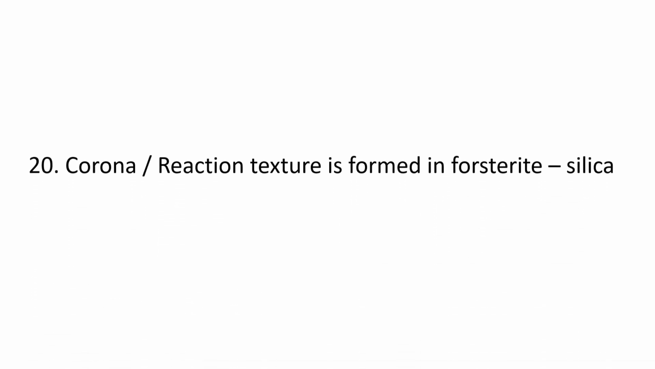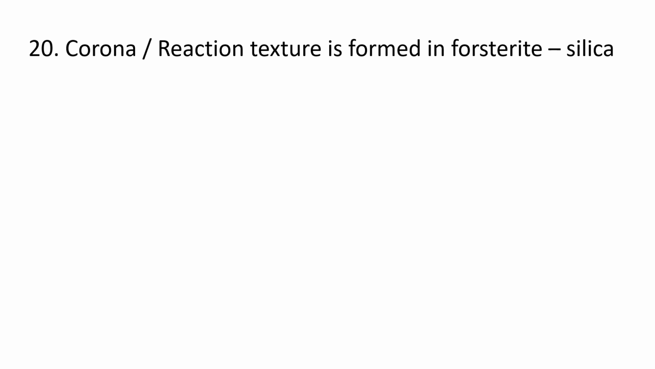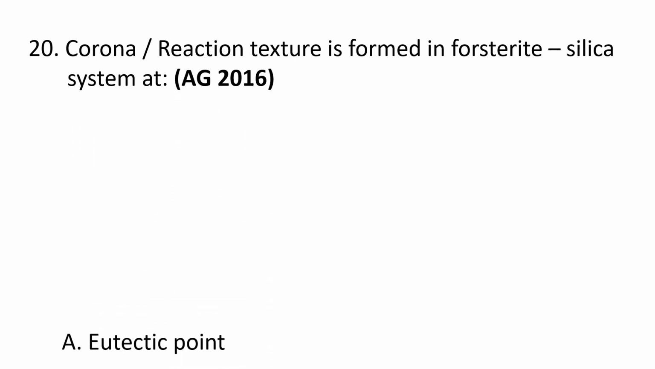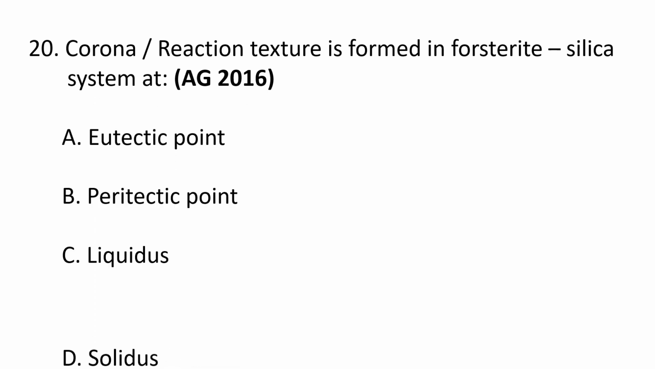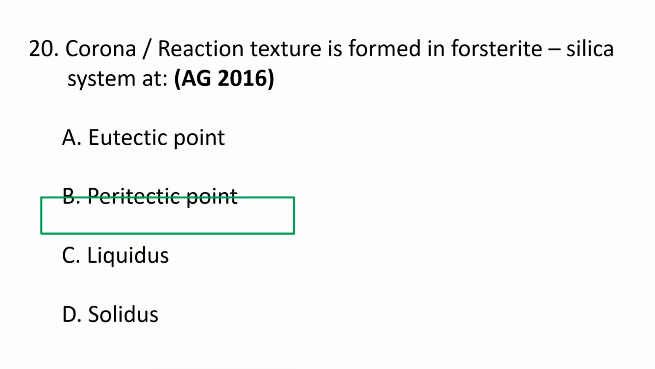20th question. Corona or reaction texture is formed in forsterite of which silica system at. Choices are A. Eutectic point, B. Peritectic point, C. Liquidus, D. Solidus. The correct answer is B. Peritectic point.